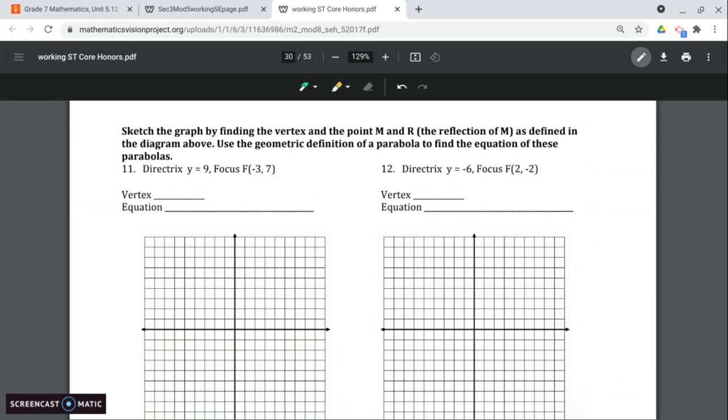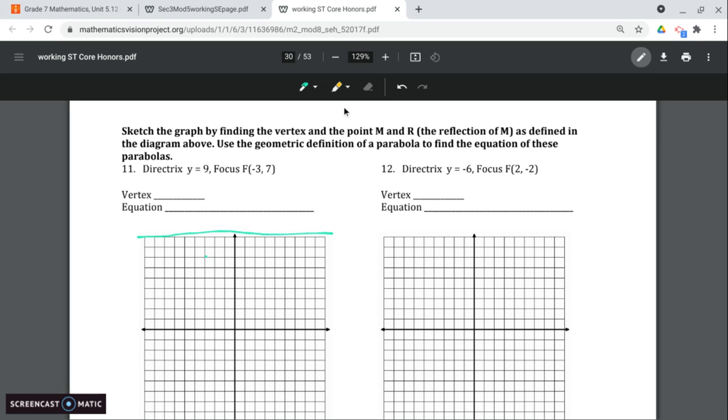Now, the next thing we're doing is sketching the graph by finding the vertex and the point M and R, the reflection of M as defined in the diagram above. Use the geometric definition of a parabola and find the equation of these parabolas. So we know our directrix is y equals 9. So it's going to be this up here. The focus is -3, 7. So 1, 2, 3, 4, 5, 6, 7.